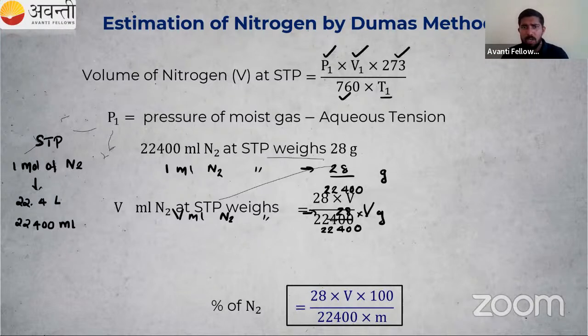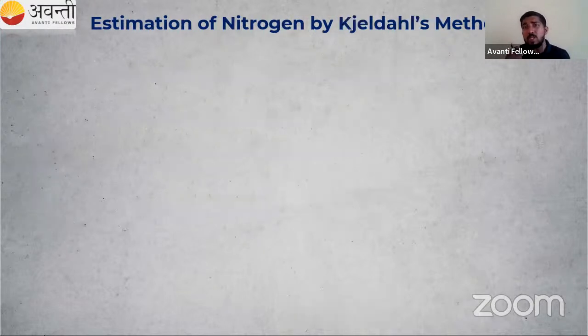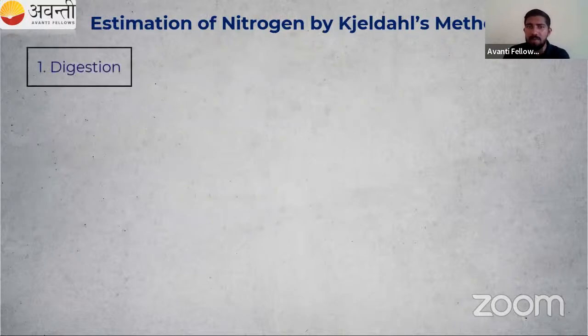Okay, so that is about our Dumas method. Then there is one more method, that is Kjeldahl's method for the estimation of nitrogen. So I'm not explaining that in detail, okay, it will get too much confusing. So we will study the important points.